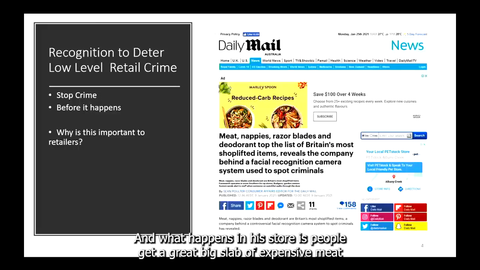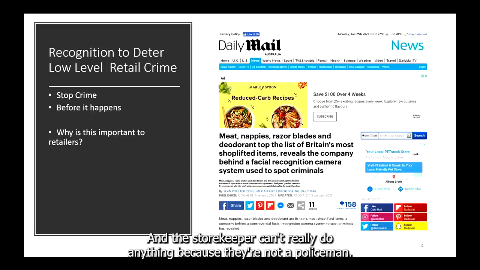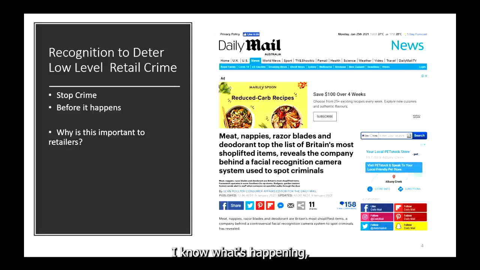What happens in his store is people get a great big slab of expensive meat and stick it down their pants or wherever and walk out with it. The storekeeper can't really do anything because they're not a policeman. They can't interfere. They know what's happening, but it feels really bad if you're working in a shop and people are stealing things all the time.